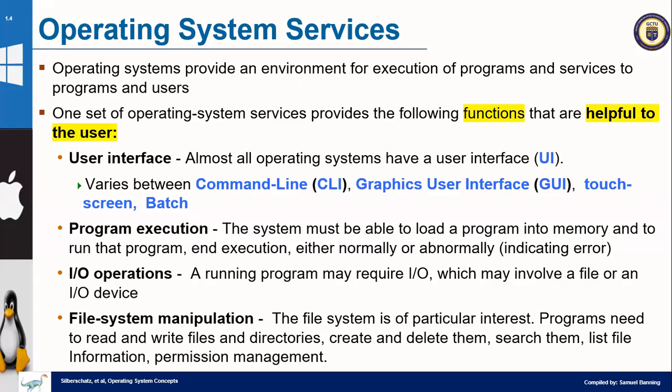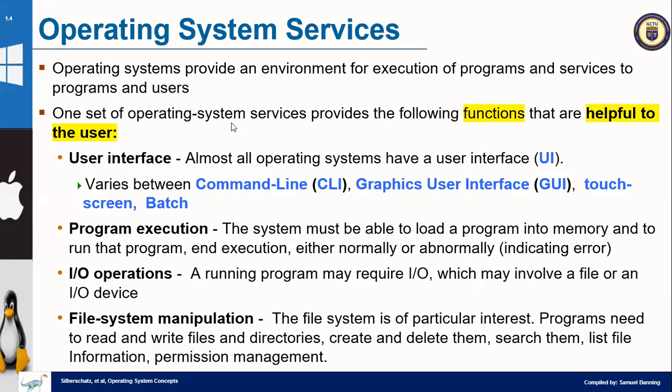So remember that the operating system provides an environment where users can execute their programs and also an environment where other services can render their services to user programs as well as the operating system itself. Now, there are two aspects of the operating system when you look at the functions that it performs. There are functions that it performs to help the user and also functions that it performs to help the system, that is the computer system.